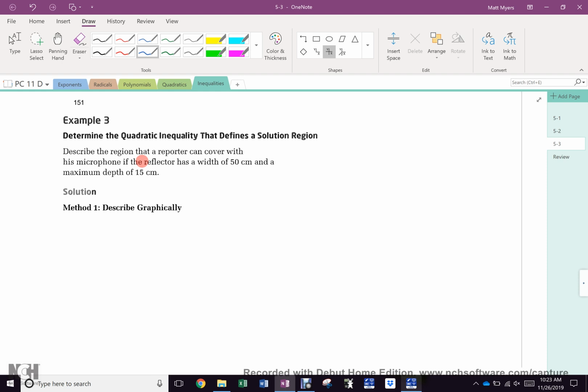What does that do? It collects the sound. Just like going like this helps you hear things, right? So, I have got a reflector for my microphone. So here's my microphone. It's got a reflector that has a width of 50 and a depth of 15. So in 3 dimensions, we know what it would look like, but in 2, it would look like this, right?